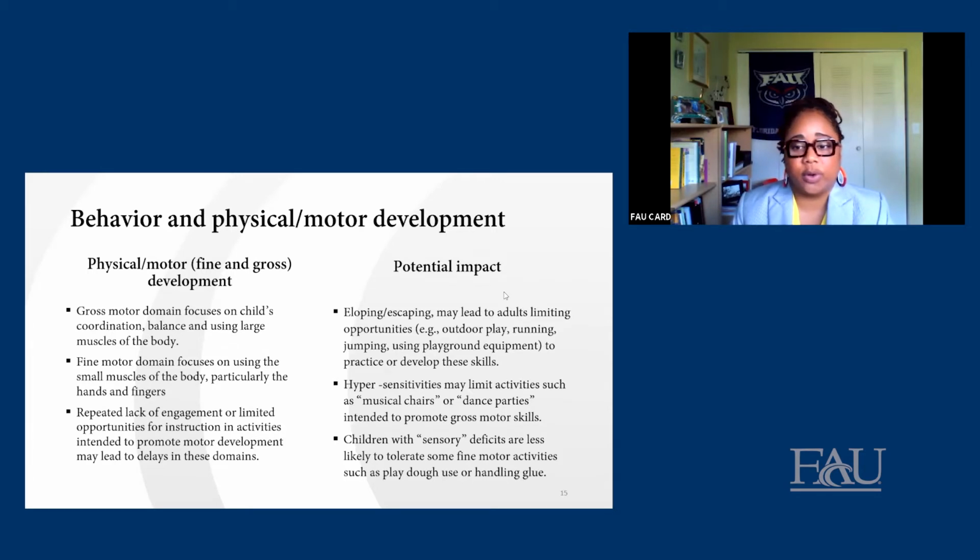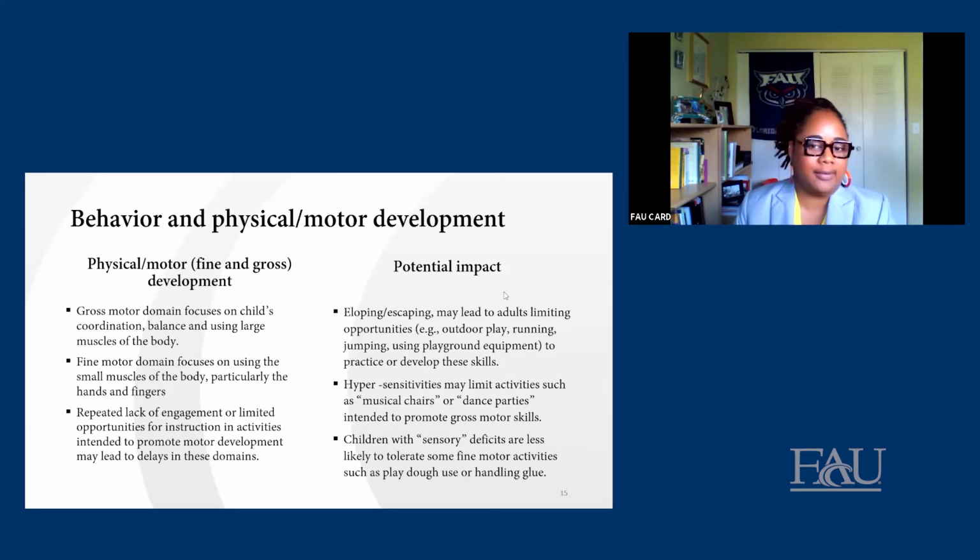Children who tend to run away, especially during outdoor playtime, if that time is specifically carved out for a child to practice or promote gross motor development, and the first thing that comes to mind when they get outside is to run away, or the teacher is spending time limiting their opportunities to run away, they might also be limiting their opportunities to engage in gross motor developmental activities.